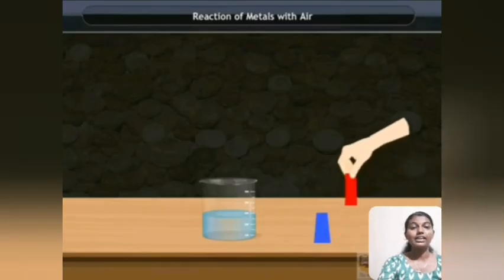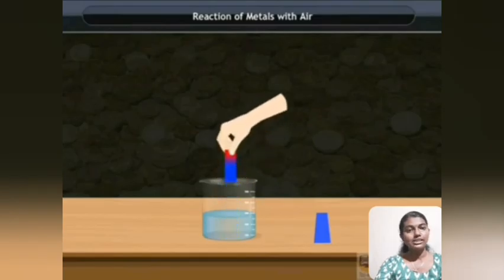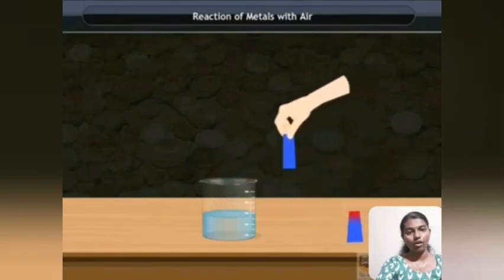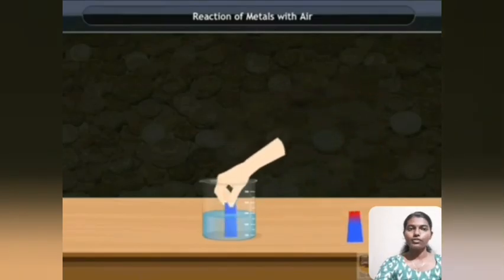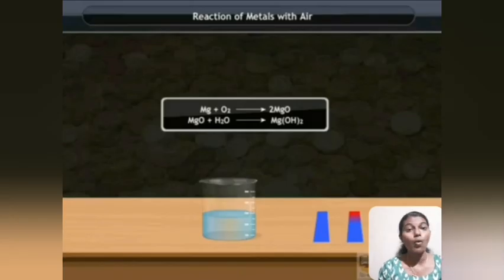We observe that the red litmus turns blue, but there is no change in blue litmus. Thus metals react with oxygen to give metal oxide. On dissolving it, it produces metal hydroxide. So it is basic in nature. Here magnesium reacted with oxygen to form magnesium oxide: 2Mg plus O2 gives 2MgO. This magnesium oxide reacted with water to form magnesium hydroxide: MgO plus H2O gives Mg(OH)2.